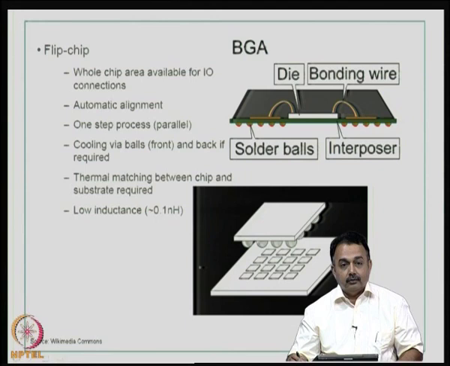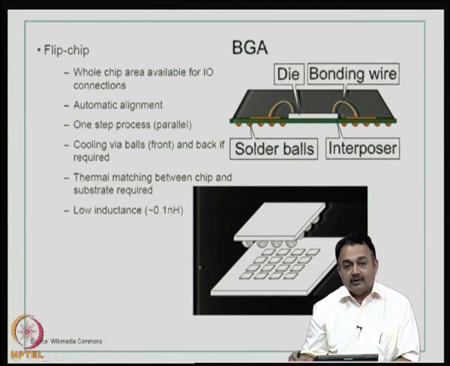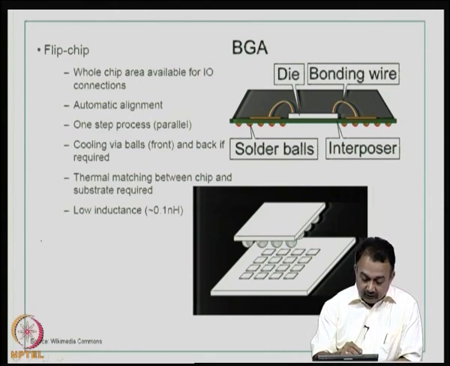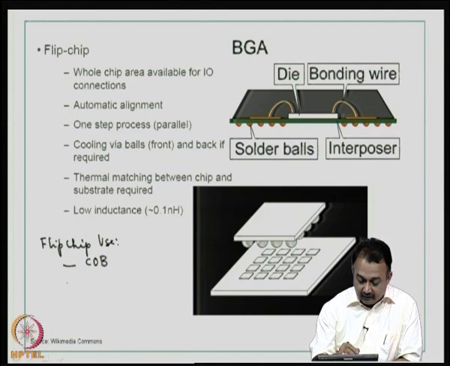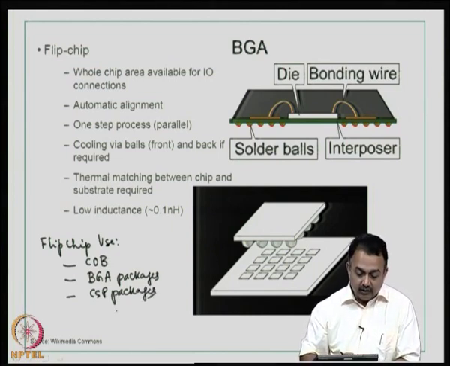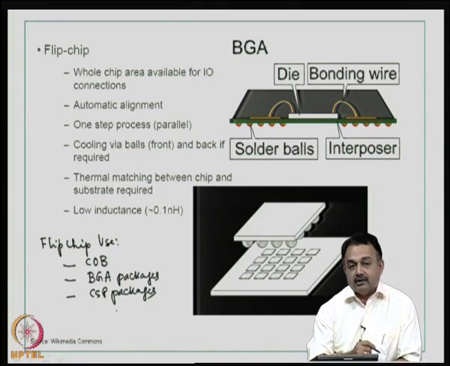Now, where is flip chip used? Flip chip is used in the manufacture of ball grid arrays and CSPs. Okay. So, one use can be as a chip on board directly onto your substrate, it can be used in the manufacture of BGA packages, or it can be used in the manufacture of CSP packages. So, the whole chip area is available for I/O connections, that is how the density increases. Automatic alignment, and it is a one step process.